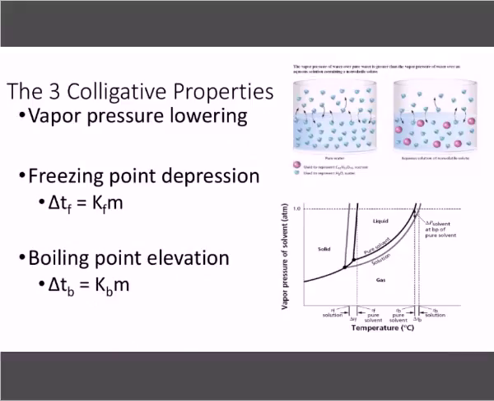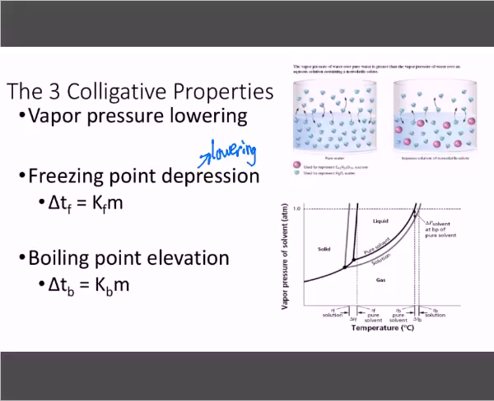Okay, so the visual that I want to see, these are the 3 colligative properties, guys. Vapor pressure lowering, freezing point depression. What does depression mean? What are you doing to something? You're lowering it, right? You're making it go down. So it's vapor pressure lowering.